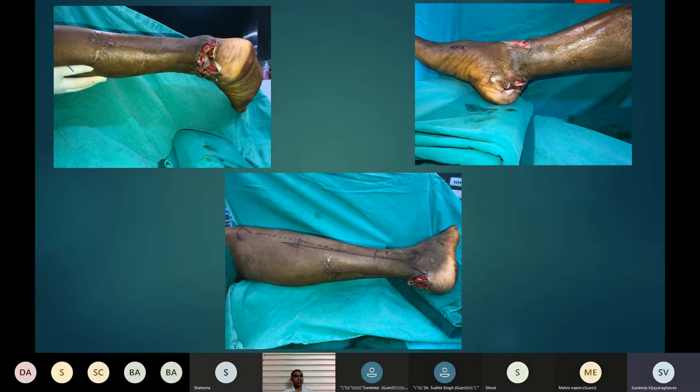So aim to keep your flap in the middle third. That would be a good place to harvest the skin paddle of your flap. Yeah, go ahead.